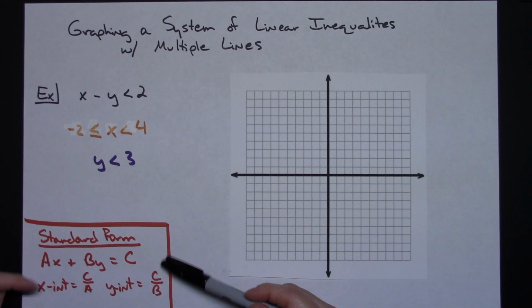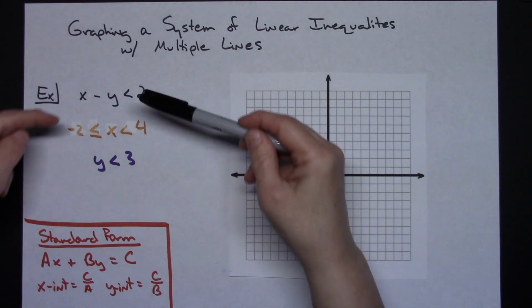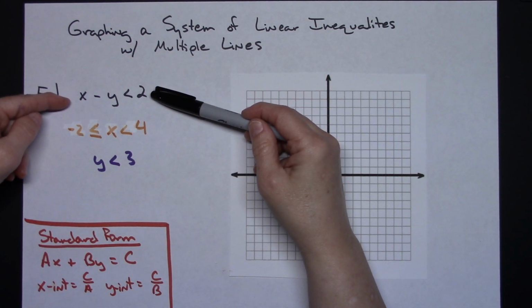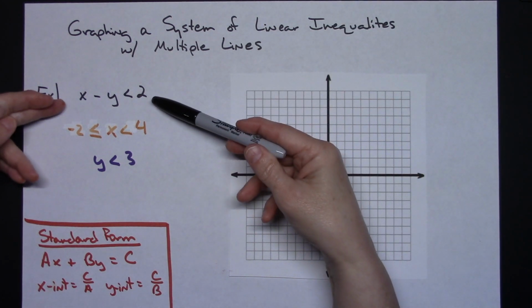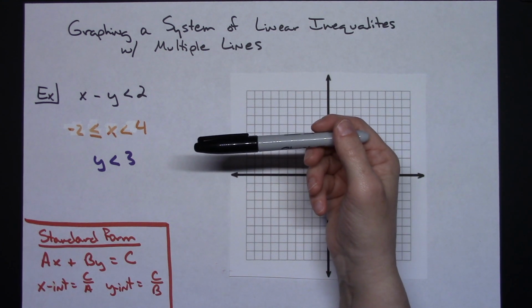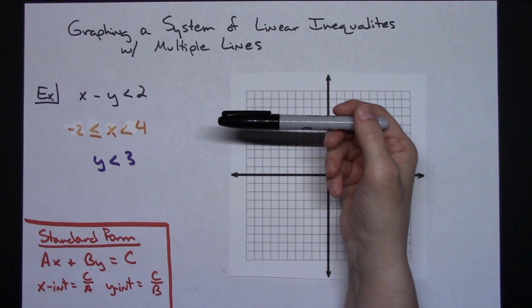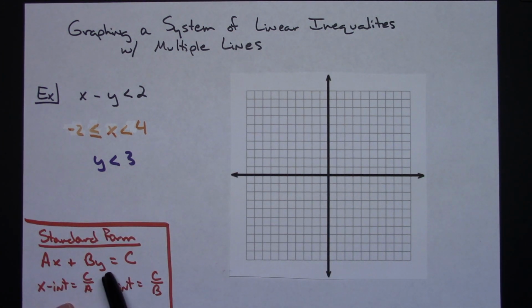Now, I do have a little note down here in the corner. When an equation is in standard form, as in the first one here, x minus y is less than 2, I generally do not solve for y and turn it into slope-intercept form. I have formulas memorized that work out really nicely so that you can real quickly find the x and y intercept. Alright, this is standard form of an equation.